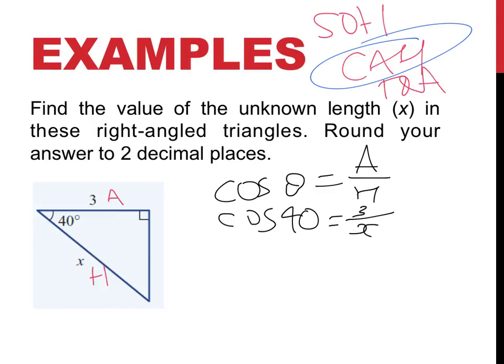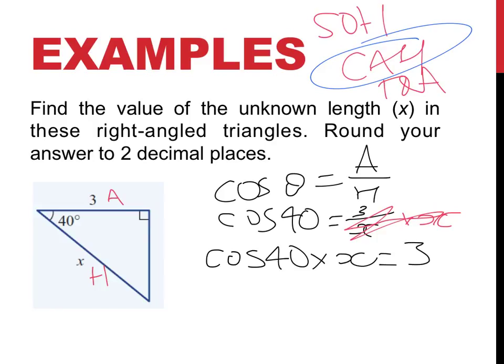So I'm going to get rid of the x. I'm going to times this side by x, and they're going to cancel out, so I'm going to be left with 3. If I times that side by x, I have to times this side by x, so cos of 40 times x equals 3. To get x by itself, I get rid of cos 40 on this side. If it's being times by x, I divide it, and that'll cancel that out. If I do it to that side, I have to do the same to this side, cos 40.